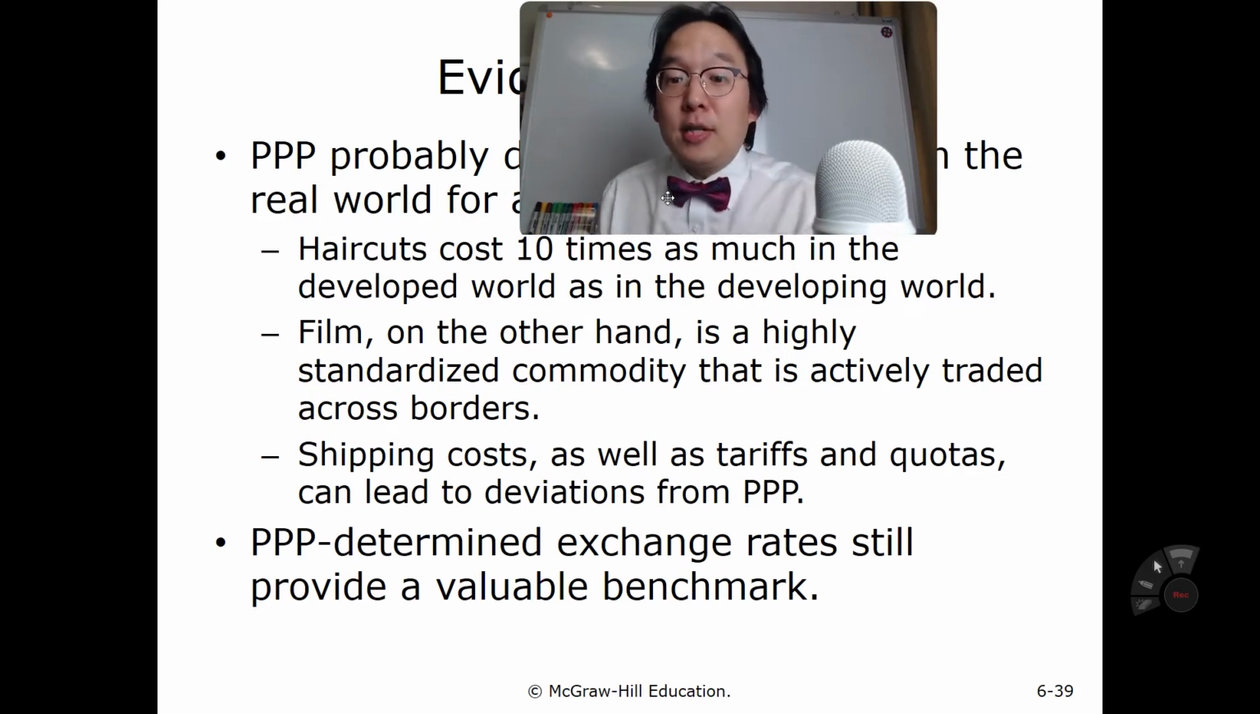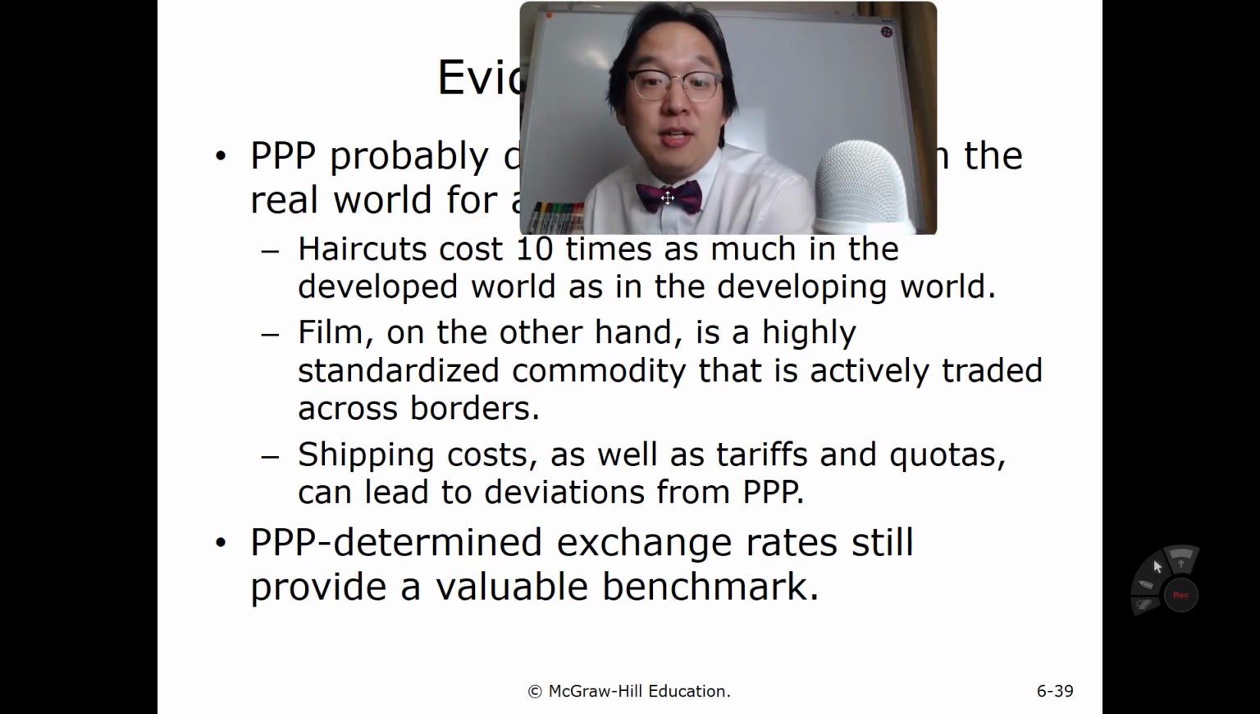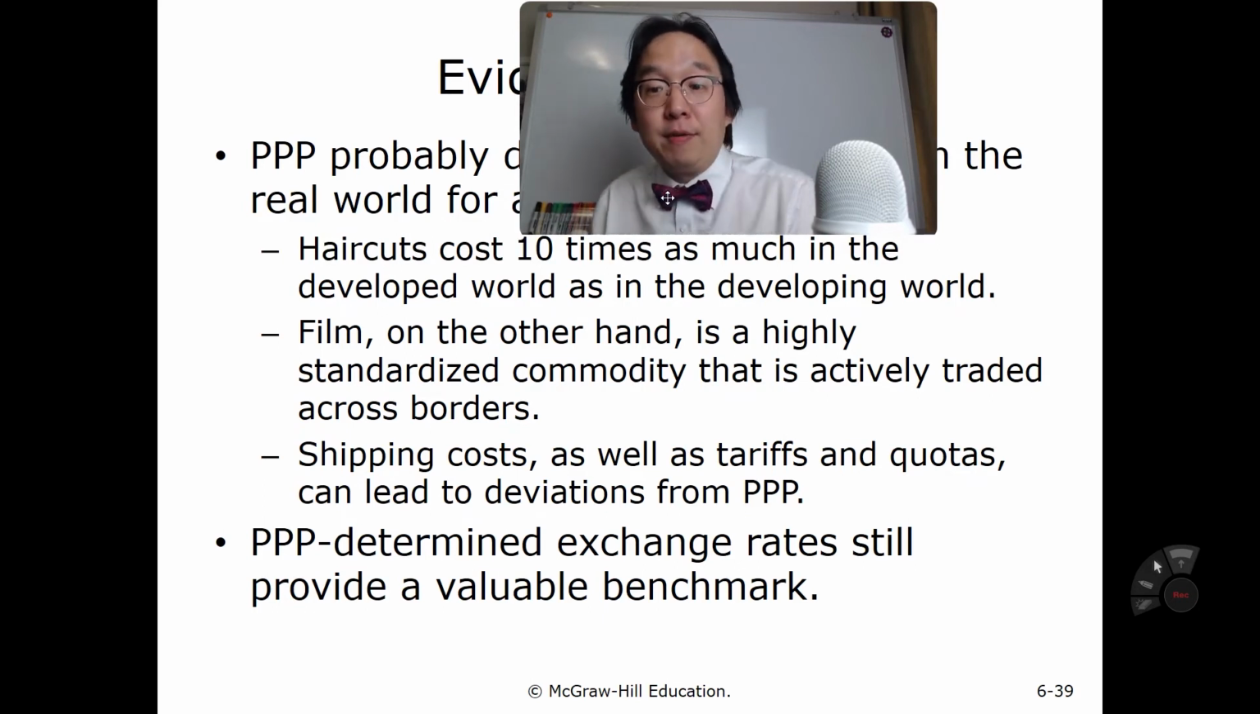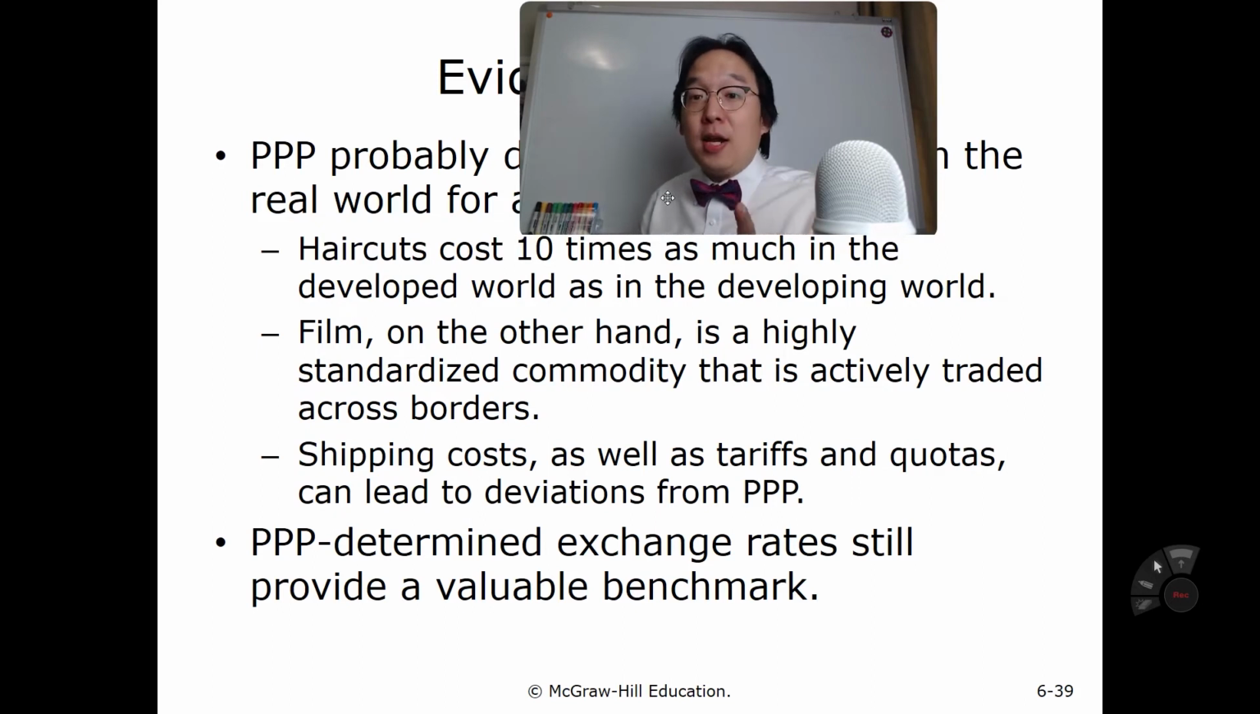Anyway, shipping costs as well as tariffs and quotas can lead to deviations from purchasing power parity. Tariffs, it gets back to your macroeconomics 101, 관세. Isn't that Donald Trump's favorite subject? Bashing other countries and bashing China.